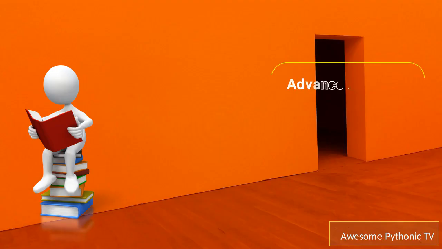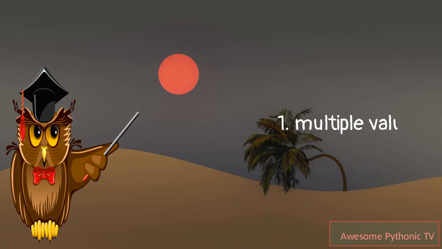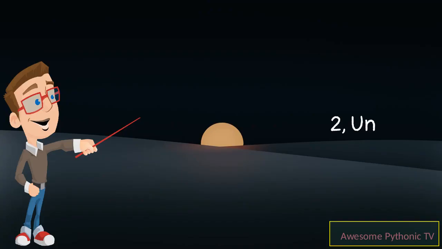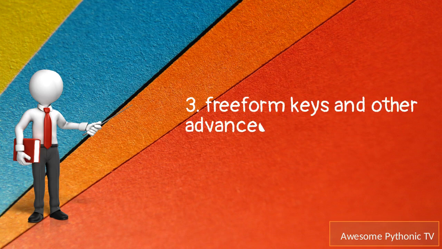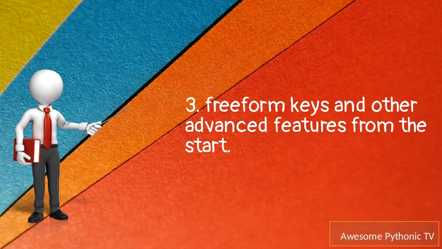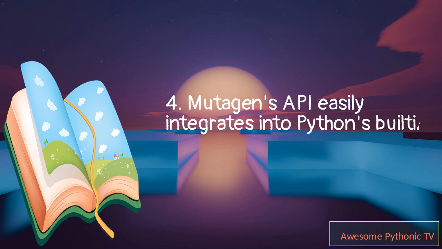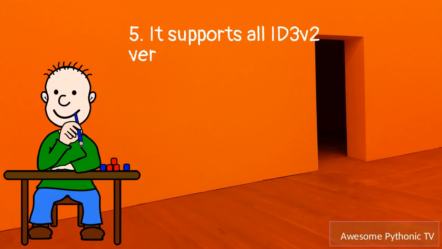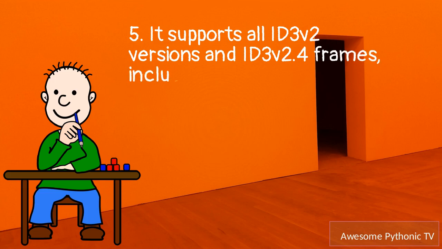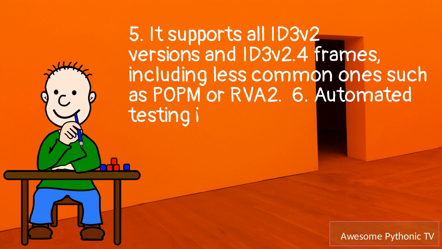What are Mutagen's most advanced features? Mutagen supports: 1. Multiple values. 2. Unicode. 3. Freeform keys and other advanced features from the start. 4. Mutagen's API easily integrates into Python's built-in types and interfaces. 5. It supports all ID3 v2 versions and ID3 v2.4 frames, including less common ones such as POPM or RVA2.